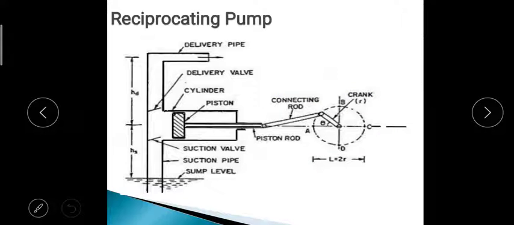Now I'll tell you the construction. After that we'll go for the working. So there is a sump in which water is there, kind of a tank. There is a suction pipe through which the water is sucked in. There is a piston, and a suction valve, which is a one-way valve that opens only in one side, not in the other side, so that whatever water is there inside it should not come back to the sump.